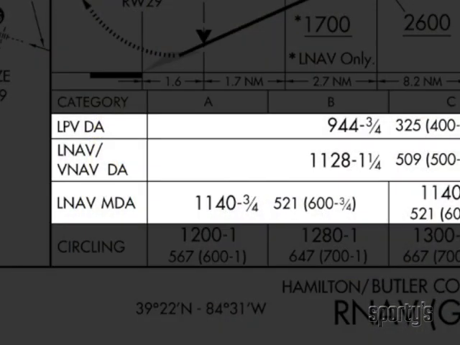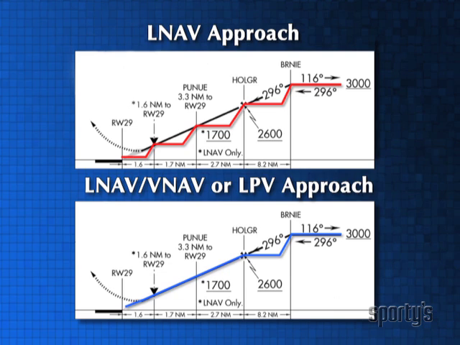Take a look at the minima section of the RNAV GPS runway 29 approach at Butler County. Notice the LNAV minima are defined by a minimum descent altitude, MDA, while the LNAV-VNAV and LPV approach minima are based on a decision altitude. This gives a clear indication of how the approach should be flown.